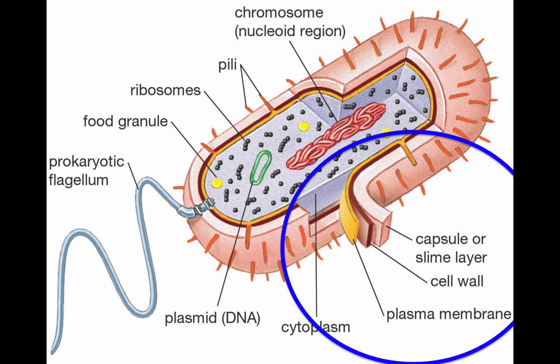So here's a picture of all three layers. You can see the yellow layer is the plasma membrane. The red or maroon layer is the cell wall, and then you have that slime layer or capsule layer on the outside that makes it sticky.